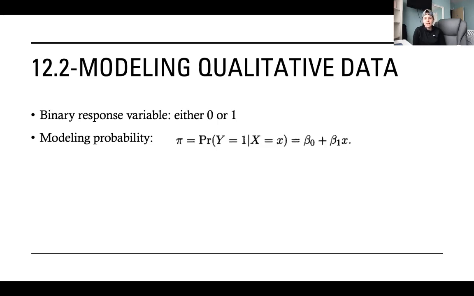So we are going to use pi to denote the probability where y equals 1 and big X equals little x. The model for the probability is depicted on the screen right here. We're going to equal pi to beta sub 0 plus beta sub 1 times x. This model of pi for the probability needs to be between 0 and 1, and also the assumption of equal variance does not hold in this case.